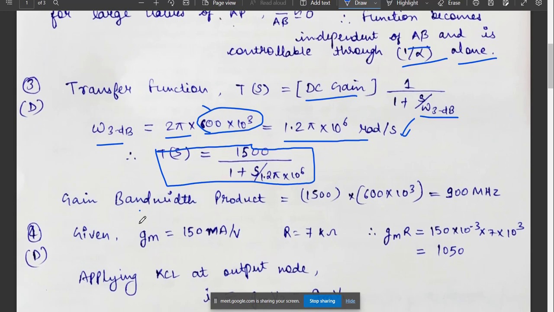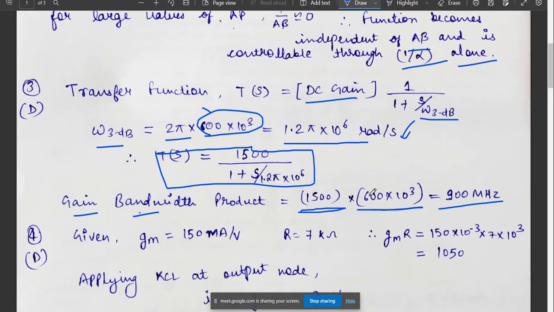Now let's go to the gain bandwidth product. We have the DC gain, and we also have the bandwidth. We multiply them and we get 900 megahertz. It's the gain bandwidth product, so just multiply gain and bandwidth, and we'll get this. Any doubt here?